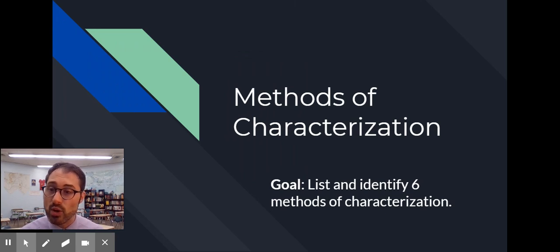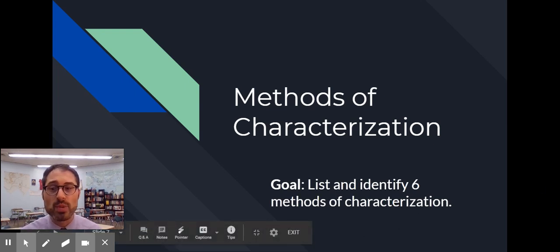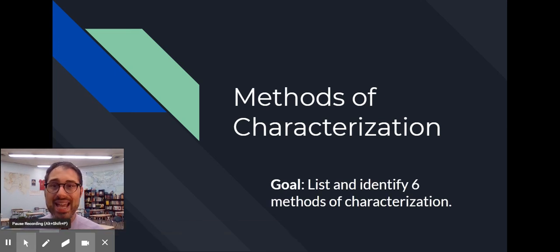Now that this video is over, you should be able to close your eyes and list out the 6 methods of characterization. If you're not sure, take a listen again and try again. We should be very familiar with these before we go into reading about methods of characterization and analyzing them.